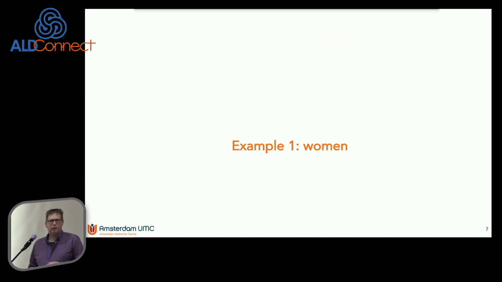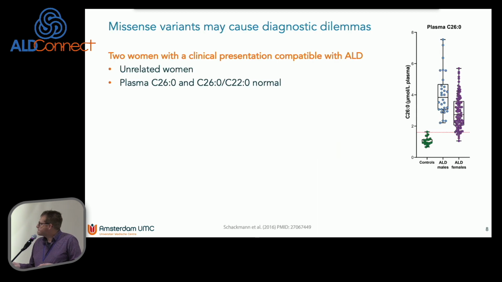And I would like to give you two examples. The first is about the women. So I think it was 2014, there were two unrelated Dutch women, and they had clinical presentations that resembled ALD, but it might also be multiple sclerosis. But anyway, it was not clear if they had ALD.